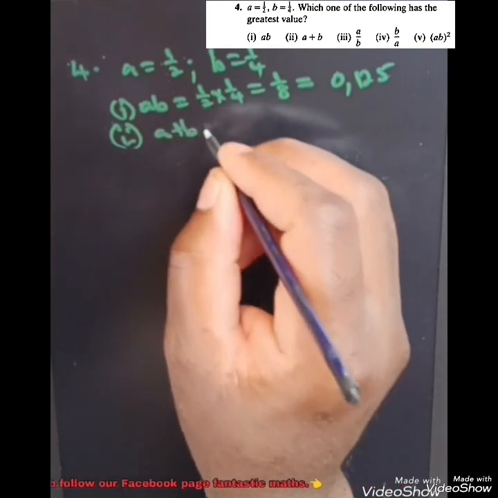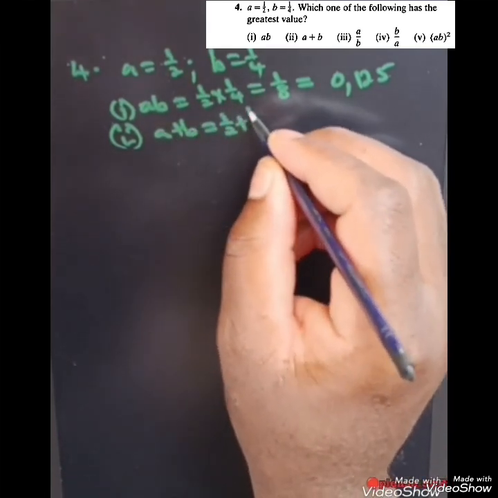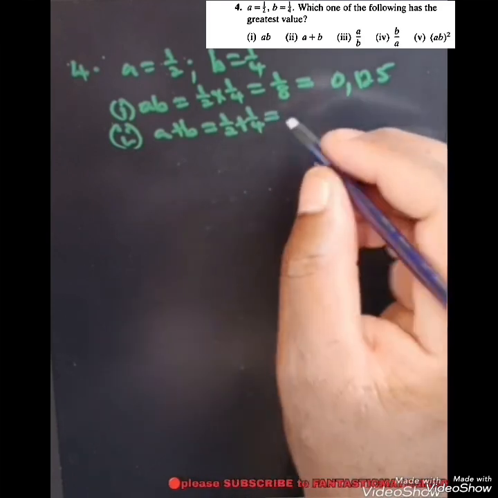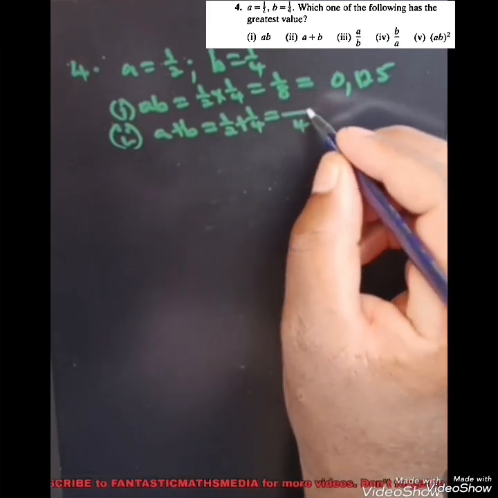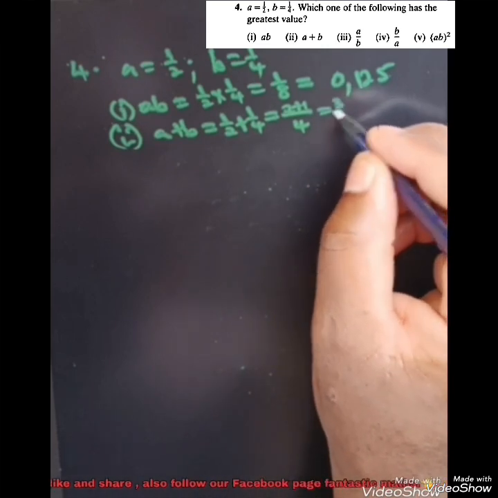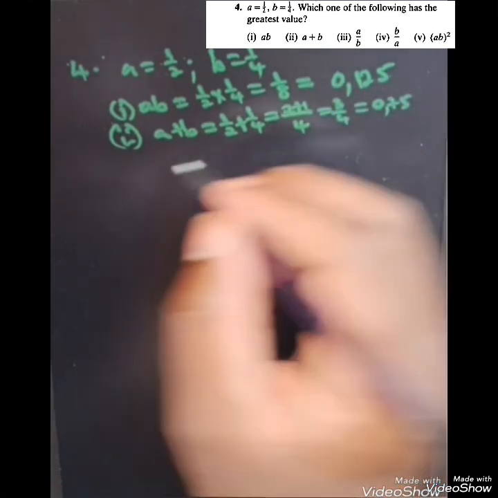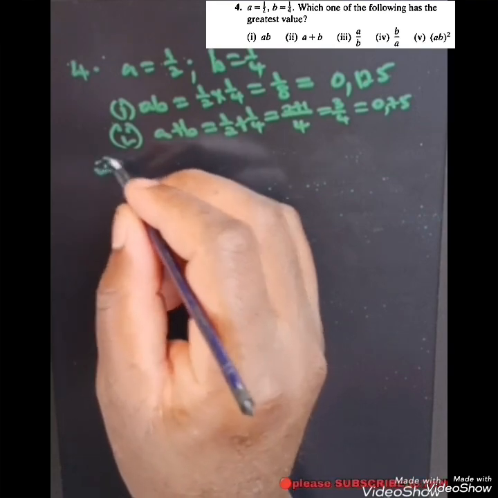It's easy to see, right? A plus B is equal to half plus quarter. Common denominator form: 2 plus 1, 3 quarters. Converting 3 quarters to decimal, 0.75. Let's move on to item 3.